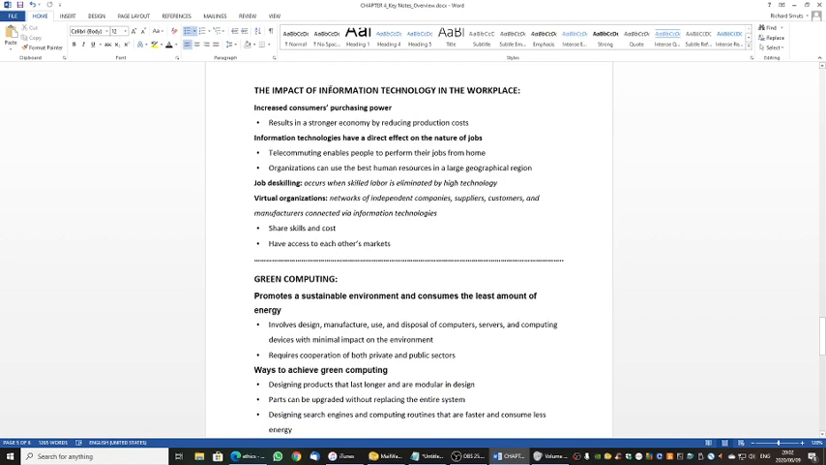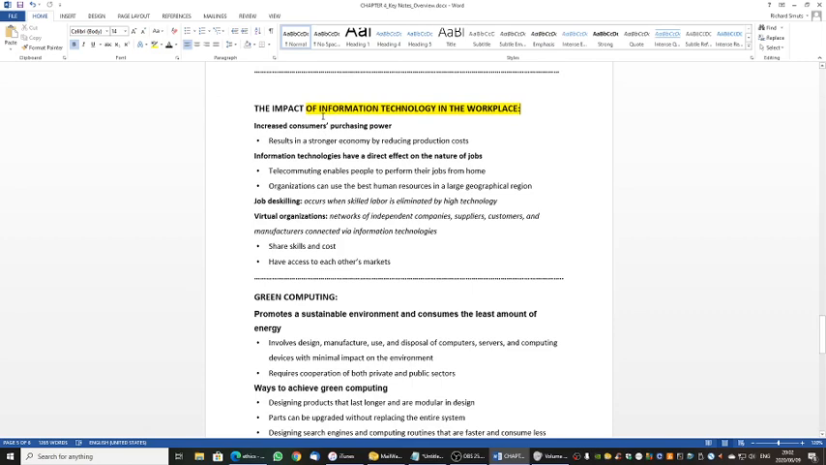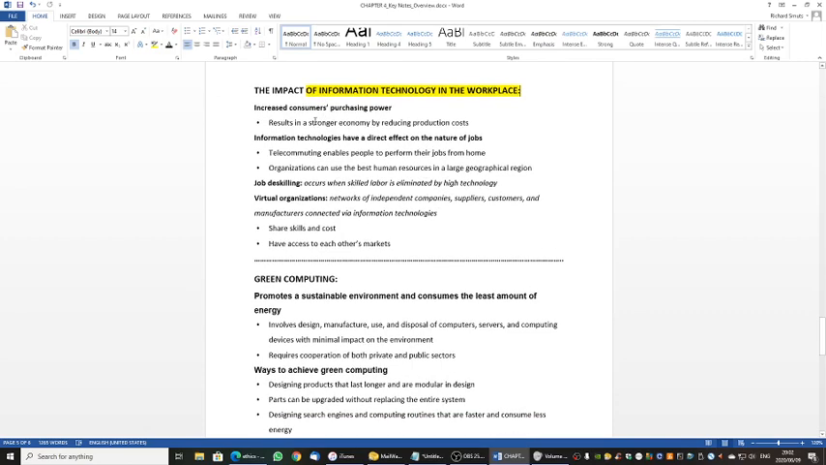Information does have an impact on information technology in the workplace. Okay, and how does information technology impact? We can build a stronger economy. We can work from home as we are doing now with me speaking to you. Organizations can use human resources in a large geographical region by having online meetings.